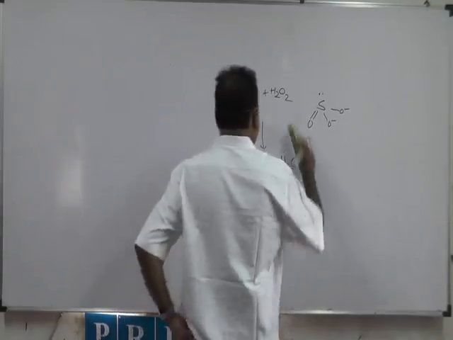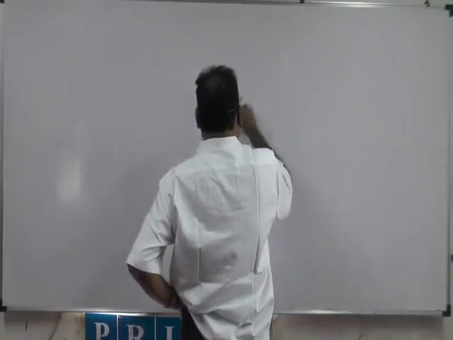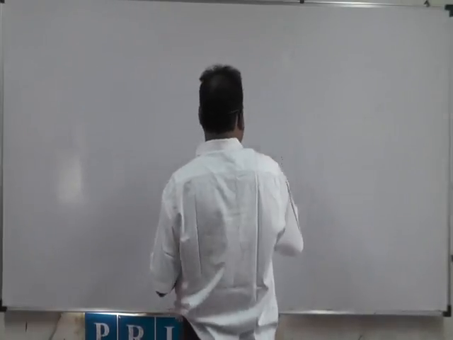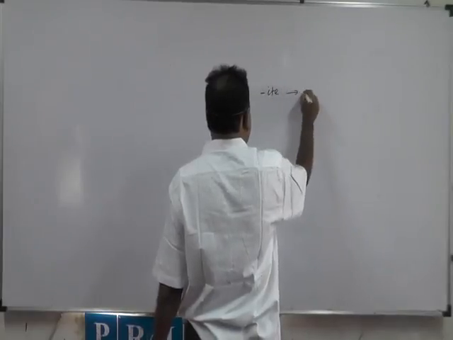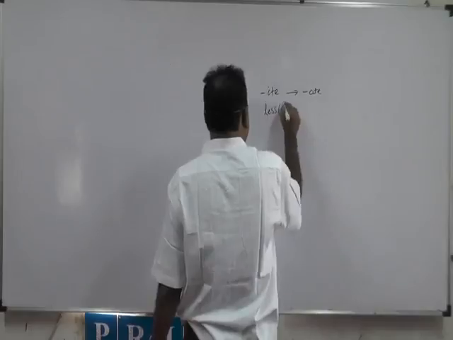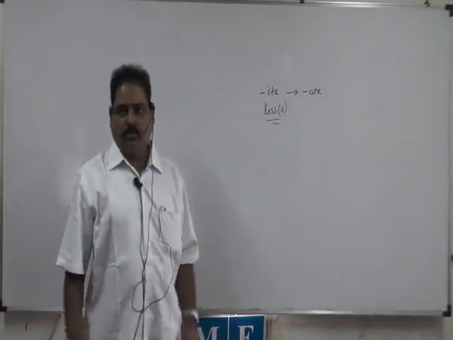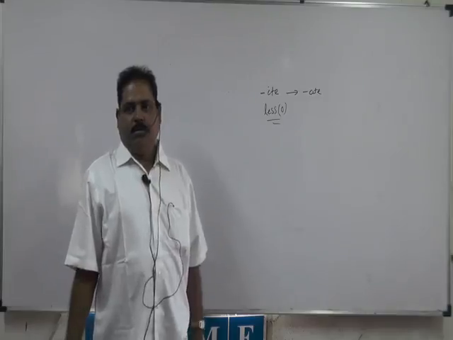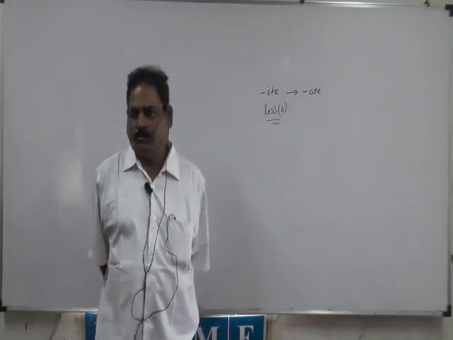Ites always want to become 8. Ite, with less oxygen, wants to become ate. So, second procedure is successfully over.